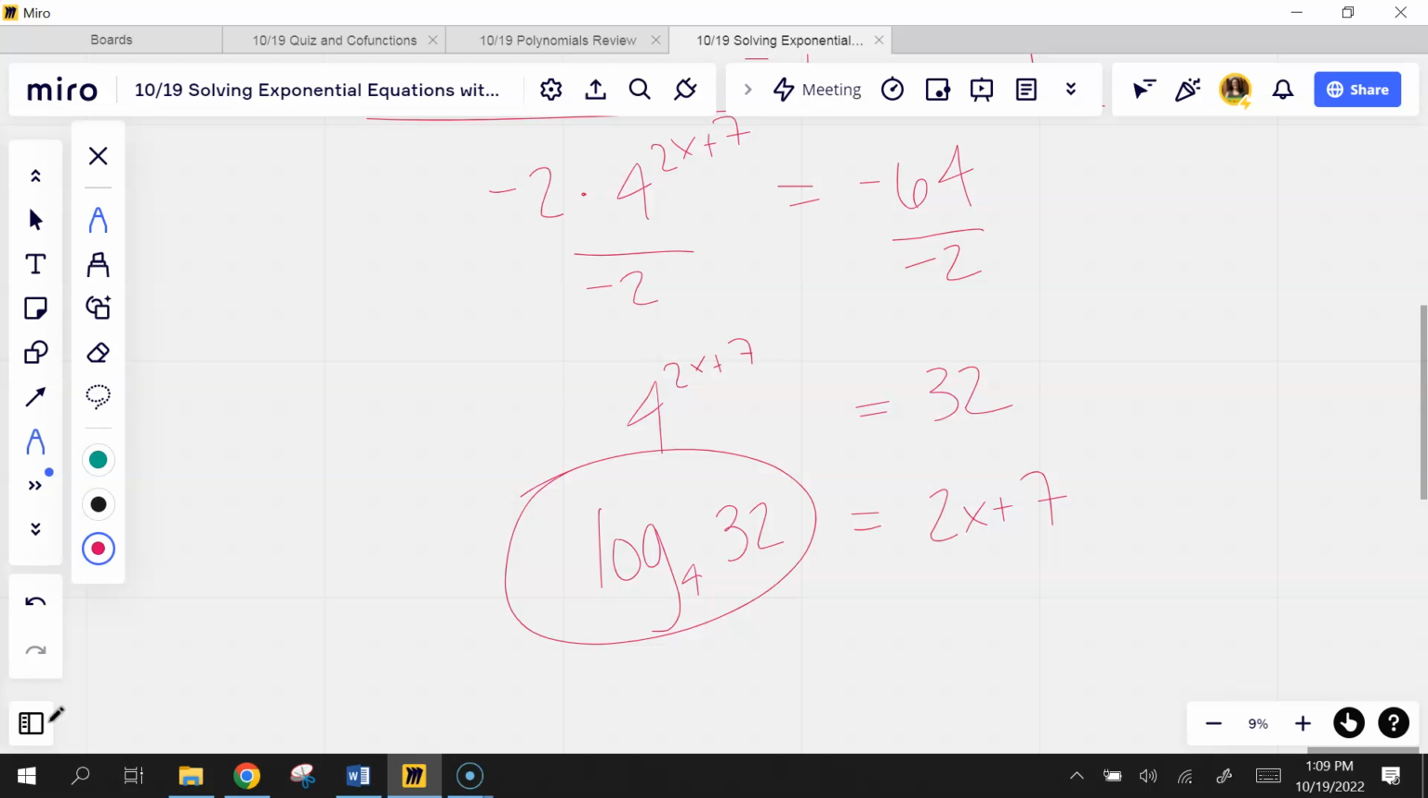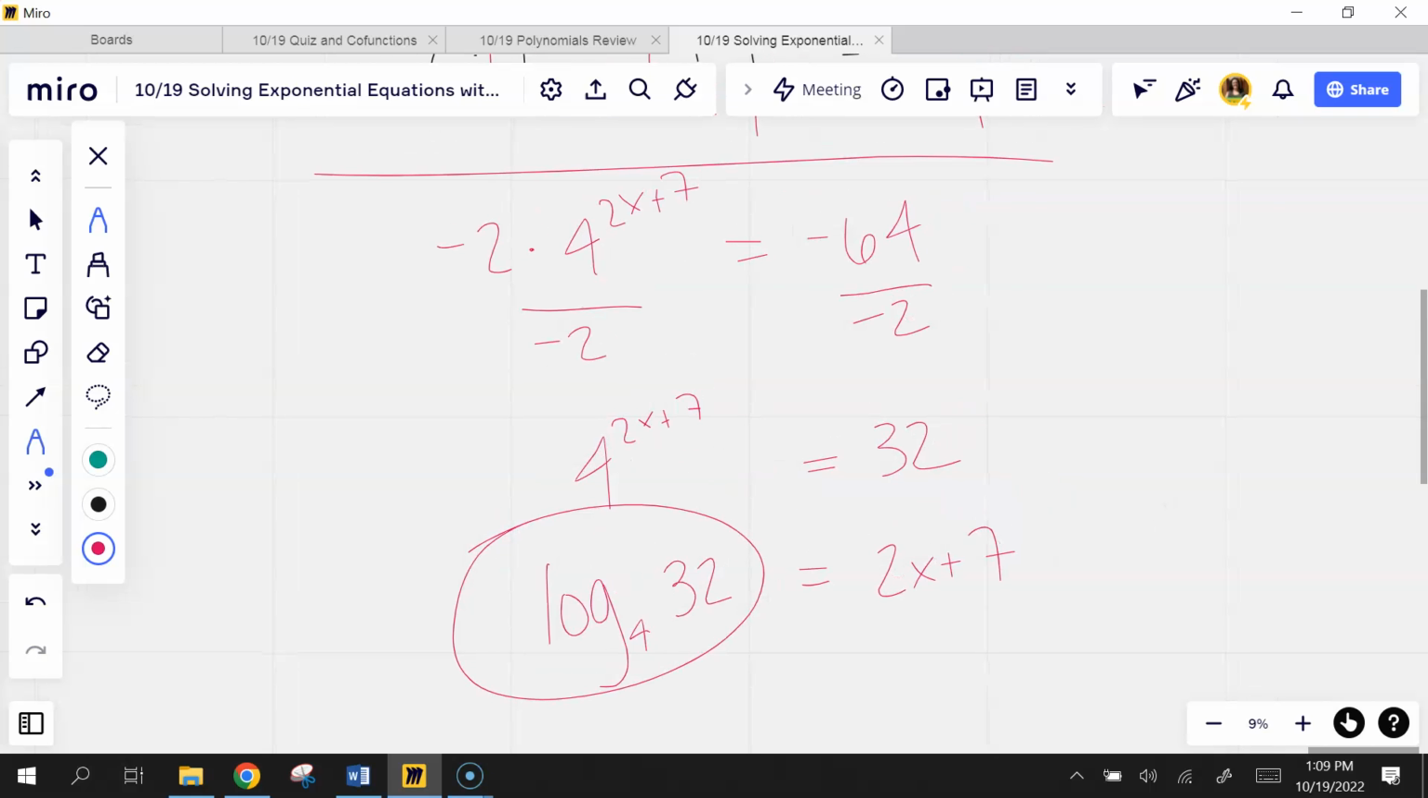How? What are you gonna do with the log? How are you gonna solve that? There's not a log. It's right there. Oh, he's saying you could solve the 4 to the 2x plus 7. You can solve that? Do it. Go. Mark that. I can. That's what I'm doing with the log.